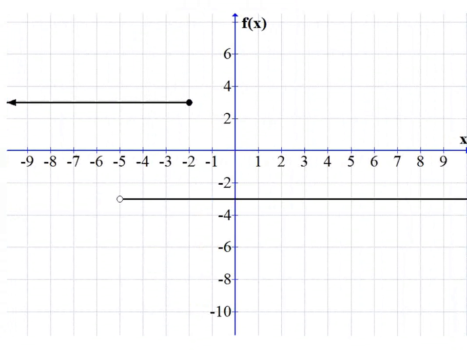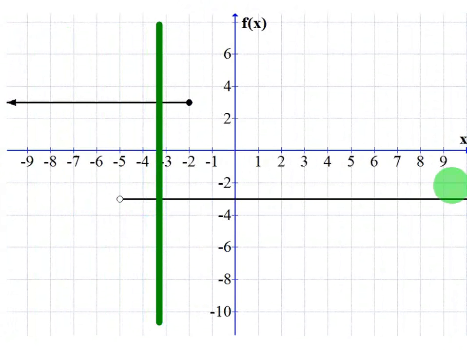So as we scan across, touching once, touching once, touching once, touching once, even there it's touching once because of that hole right there. It's not actually touching at -5, -3. But right here, what happens? That green line touches twice, and I'll even show you exactly what I'm talking about. It's touching here, and it's touching there.